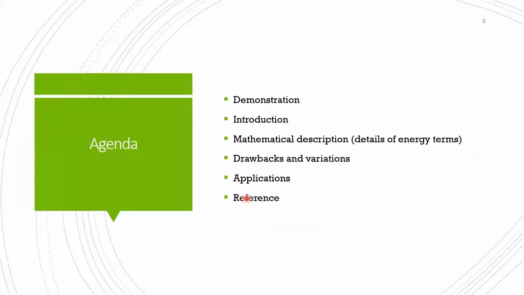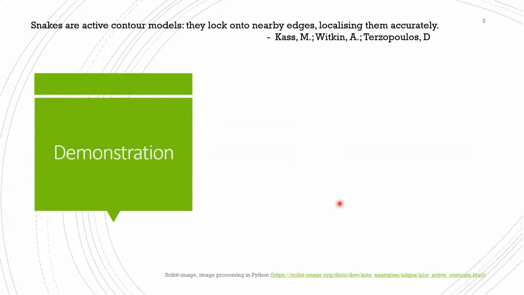I will show one snake in action, and then I will explain what a snake is. Then mathematical descriptions of how it minimizes its energy to come to a local or global minima. Then I will discuss some of the drawbacks and some of the variations of snake, and then applications of snake. At the end, I'll show the references.